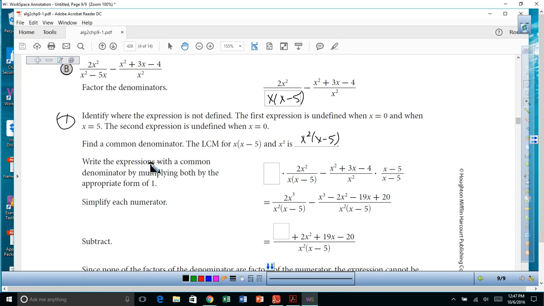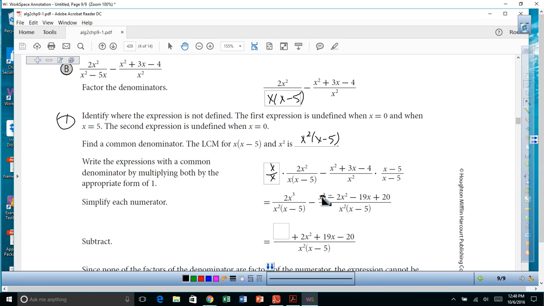Okay, write the expression. Let's see here. Write the expression with a common denominator by multiplying both by the appropriate form of 1. So here you're going to have x divided by x, and over here you're going to have x minus 5 divided by x minus 5. So that gives you x squared times x minus 5 and x squared times x minus 5.